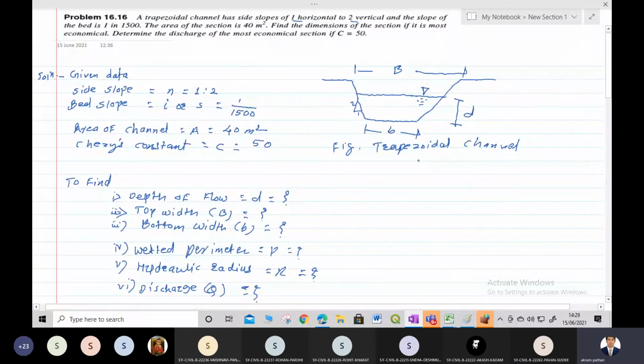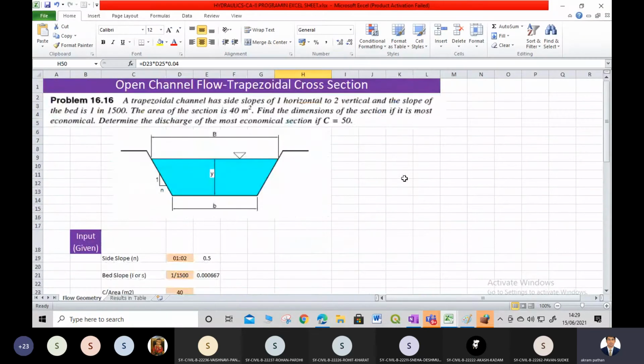Now we have to create a small program in the Excel sheet. Now I request all the students, please concentrate on the Excel, you can see the program, how to develop it with the help of this hand calculation. Now open the Excel sheet. I have opened the same Excel sheet here for the same problem. Then what you have to do is write your given problem here.